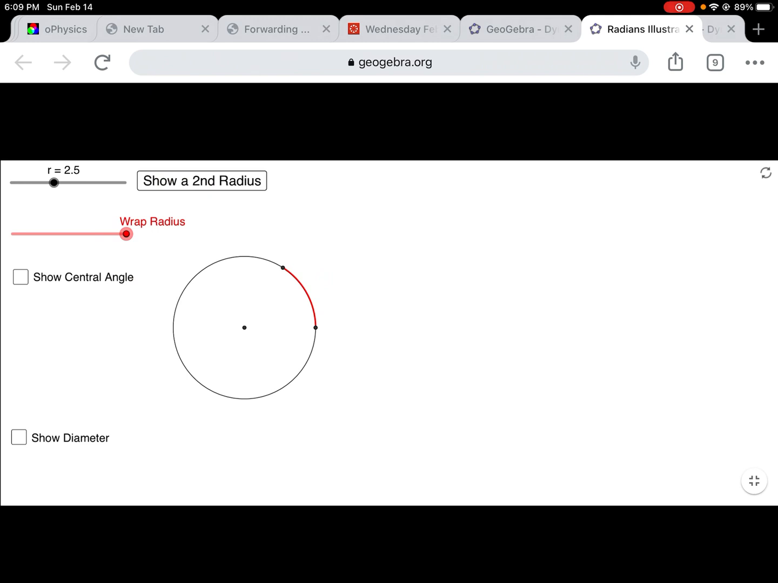Okay, now I'm going to take this radius and I'm going to slide it over and wrap it onto the circle. Now, how many times do you think I could do this? Okay, so first of all, this central angle that I just created by laying one radius along the circumference is 1 radian. I'll show a second radius. I'm going to take that second radius and wrap it around the circle. And now that is 2 radians.